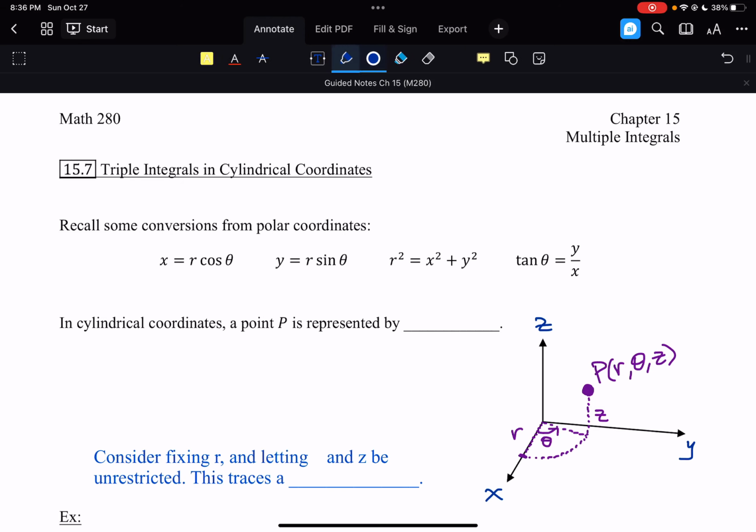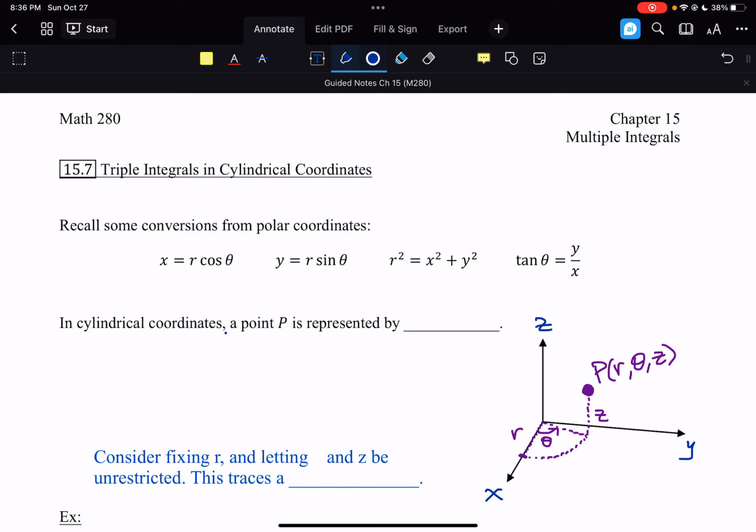Welcome to section 15.7. In this section, we're going to be continuing our work with triple integrals, but we're going to start looking at them through the lens of a different coordinate system. So we're going to start talking about the concept of cylindrical coordinates. Cylindrical coordinates are going to be very, very similar to polar coordinates. So we have some of the same conversions from polar coordinates that we have seen before.